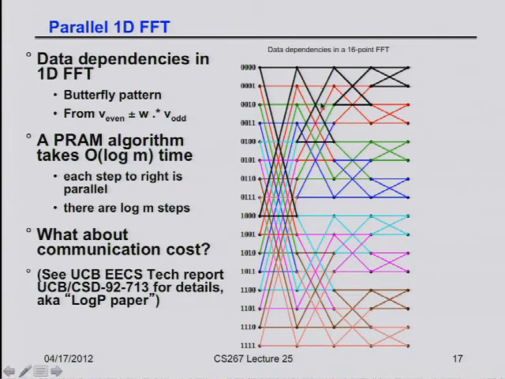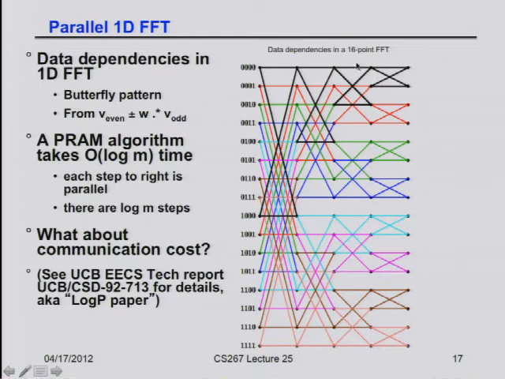The next level, the numbers differ by 4. So I get lots and lots of butterflies again, but their wingspan is now 4. So I combine 0 with 4. There's the red butterfly. I combine 1 with 5 and so forth. And now notice, when I do that, there's no communication from that top part to that bottom part. I'm going to take advantage of that momentarily.